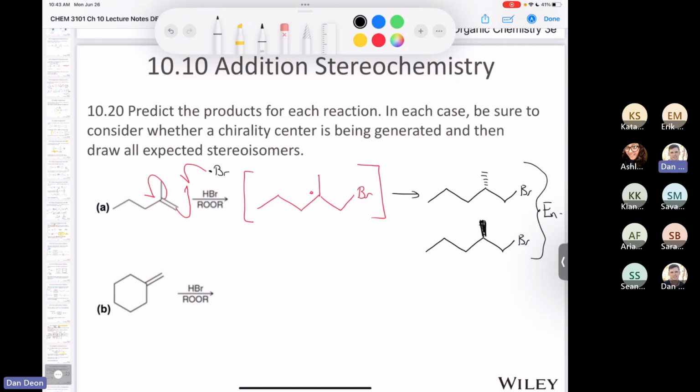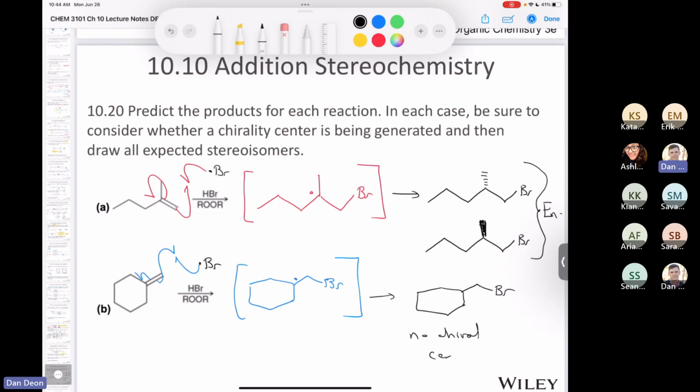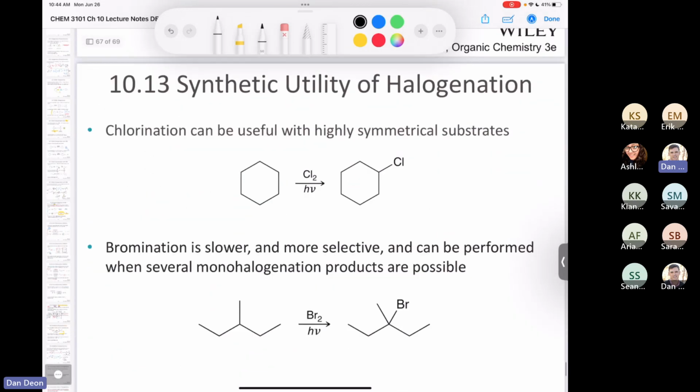And then for the next one, are we going to get a chiral center? Well, let's see. If we draw our bromine radical like that, we're going to get anti-Markovnikov addition, right? Why? Because we're going to form the most stable radical, which looks like this. Okay, there we go. And then after the hydrogen abstraction, you can hopefully see that you're not going to form a chiral center. So there's no chiral centers in this molecule. And there you go. Put here no chiral centers.